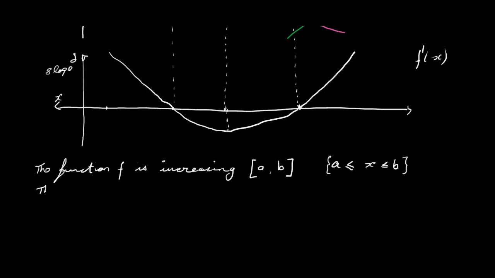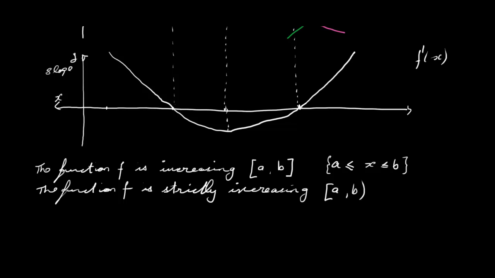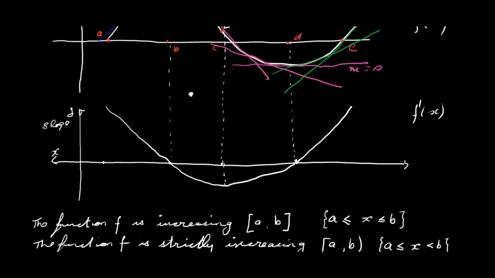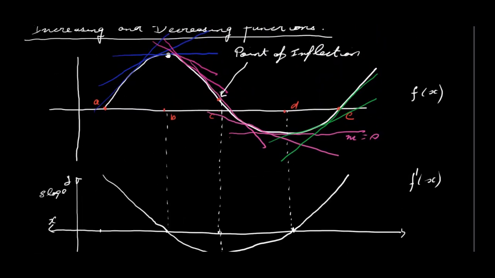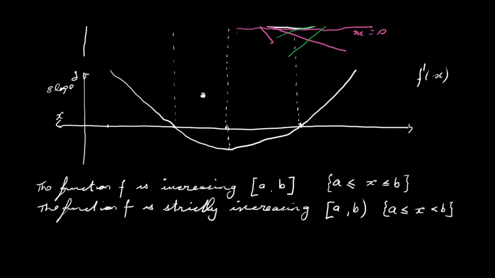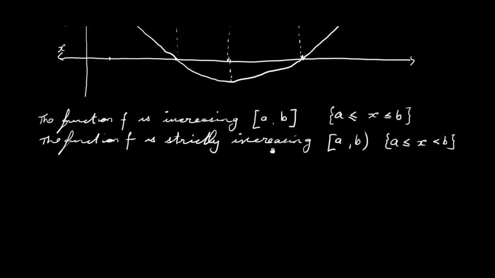The function f is strictly increasing. It's strictly increasing between A and B, but now you put this curved bracket here by the B, you don't include the B. So in other words, x would be greater than or equal to A, and then it would be less than B. So it doesn't include this part here, where you've got a zero slope tangent. So that's the difference between a function increasing and a function strictly increasing.